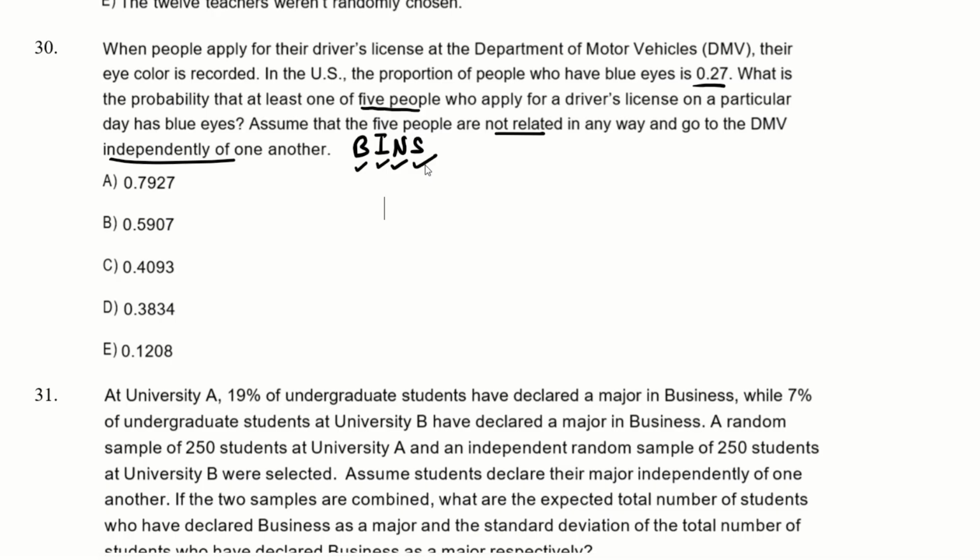And it says we want at least one of the 5. Okay, so the probability that X is greater than or equal to 1. All right, so the probability of success we said is 0.27, the number of trials is 5. Our X value is greater than or equal to 1, right?